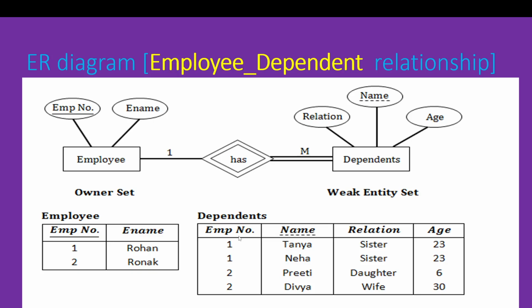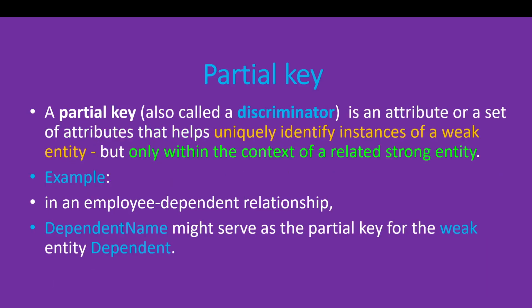Okay, so there is no guarantee. So that's why in this line you can see why it is a partial key. It uniquely identifies an instance of a weak entity only within the context of the related strong entity, that is employee. That's why it is called a partial key, because it cannot uniquely identify the entire instance of that dependent table, or dependent relationship.